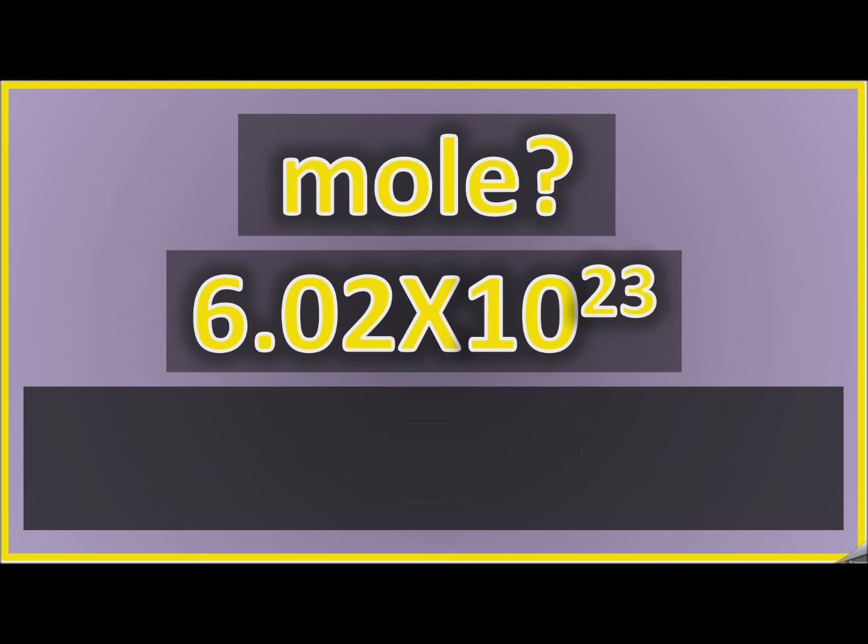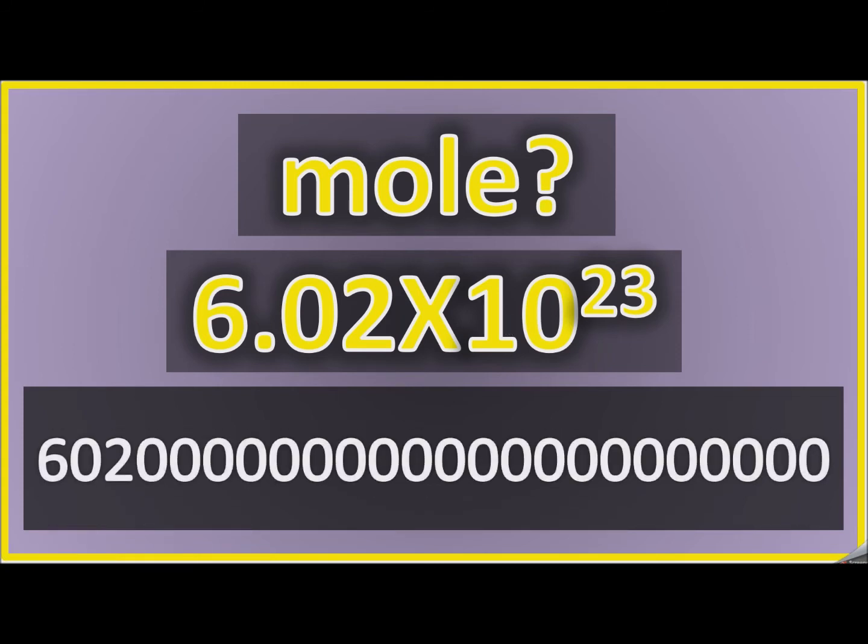Ano ibig sabihin nito? Since this is scientific notation, we will move the decimal point to the right 23 times. To the right kasi nga positive ang ating exponent. Okay, so paano yan? Ganito po siya. Ganyan kalaki ang number na kapag minove natin siya ng 23 times. So yan po ang equivalent ng isang mole.